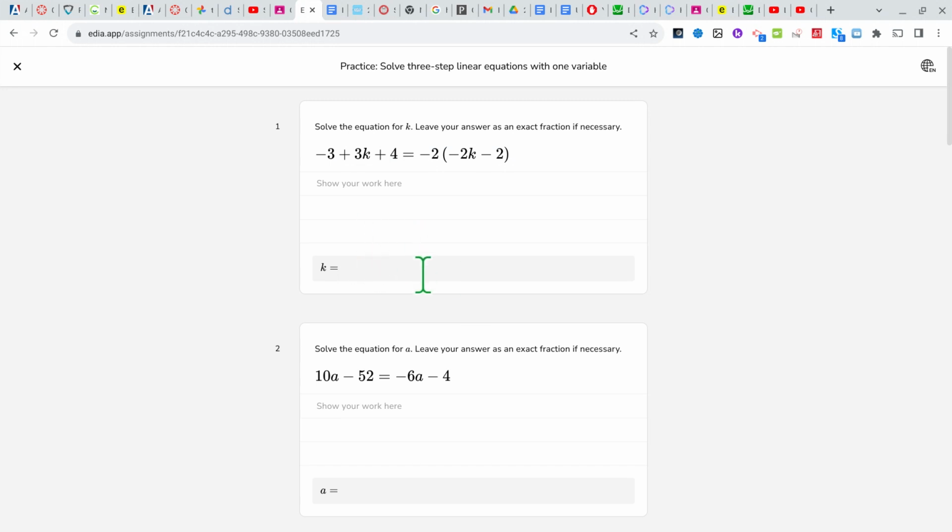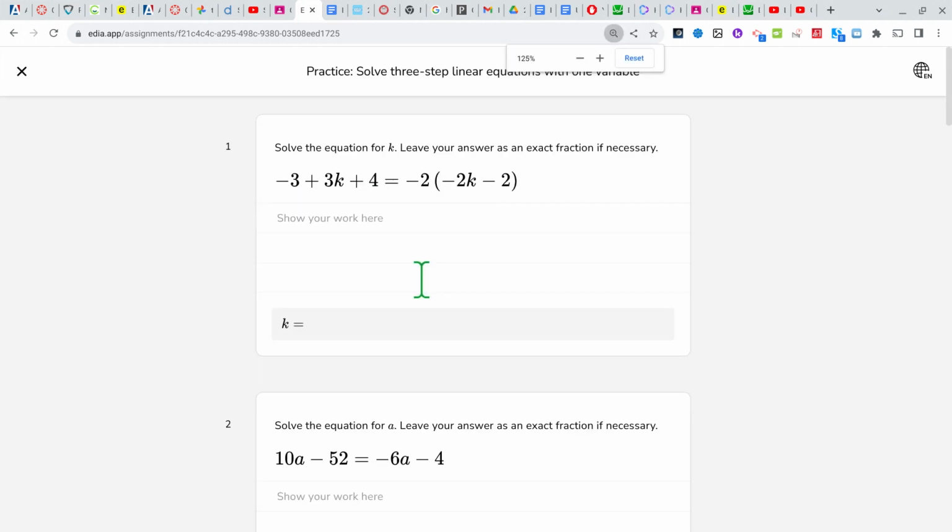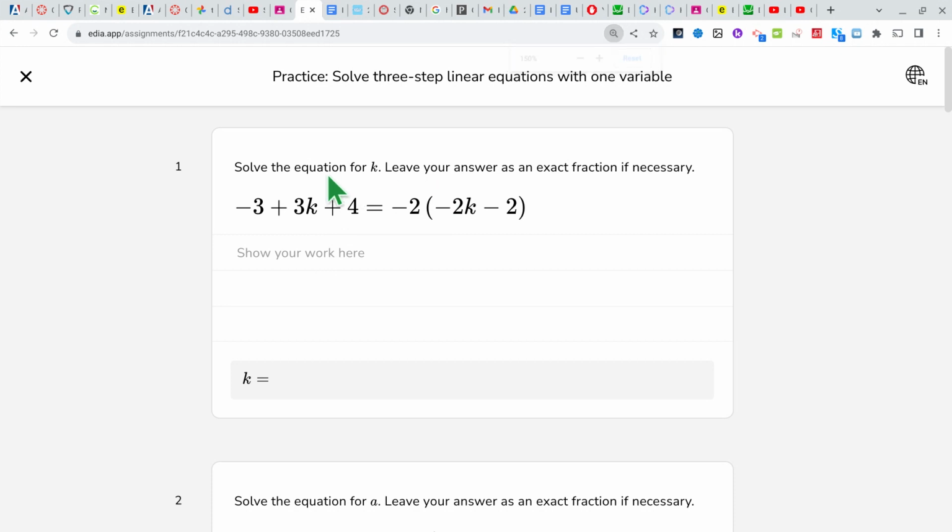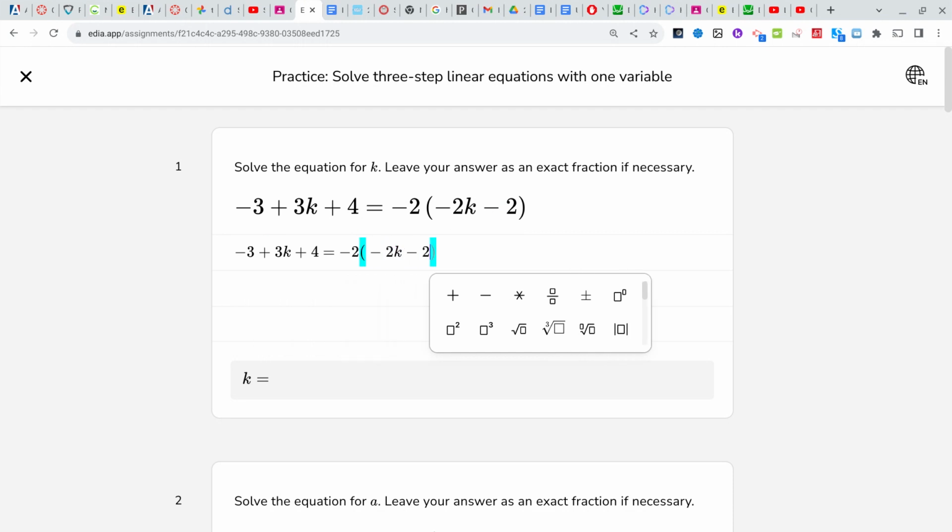Okay, so here's how you do it. Remember, these are going to take 3 steps. So solve the equation for k. I'm going to type it again here: 3k + 4 = -2k - 2.